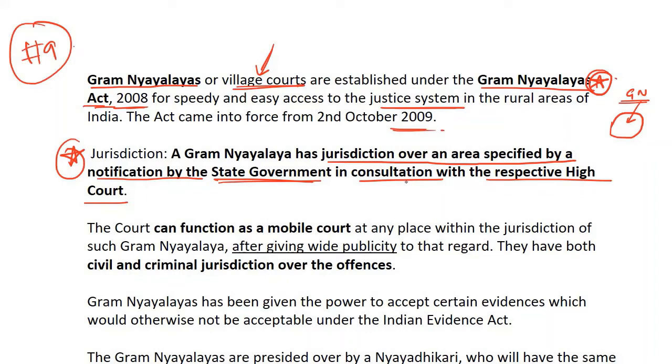And this has to be in consultation. State government will issue this notification not alone. It will issue this notification in consultation with the high court of that particular state. अब ये जो कोर्ट है, ये जो ग्राम न्यायालय है, it can function as a mobile court. This is another important fact. It can function as a mobile court and at any place within the jurisdiction. अगर इसको ये area allocated है, तो it can actually go around and it can function as a mobile court after giving wide publicity to that regard. So they have both civil and criminal jurisdiction over the offences.